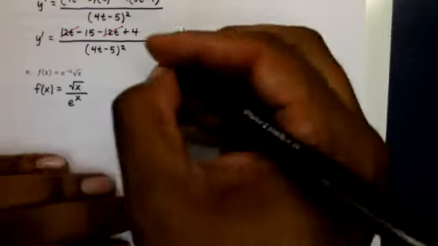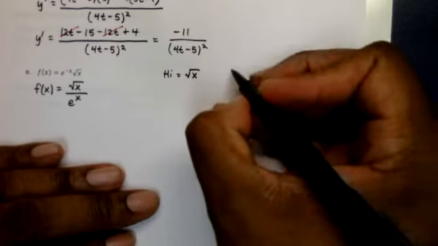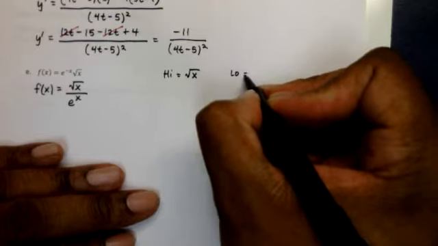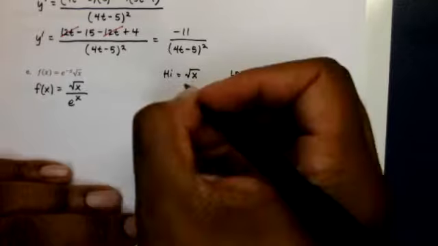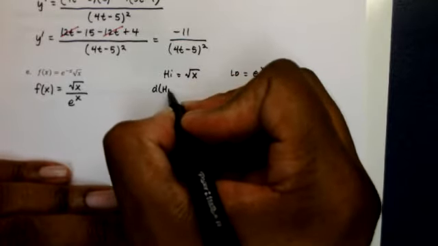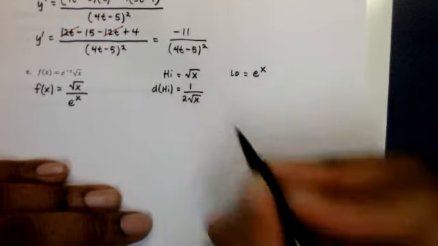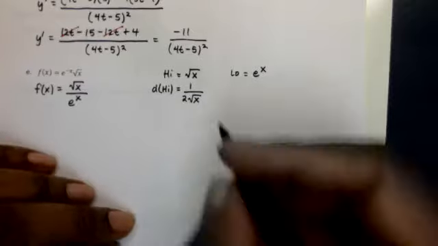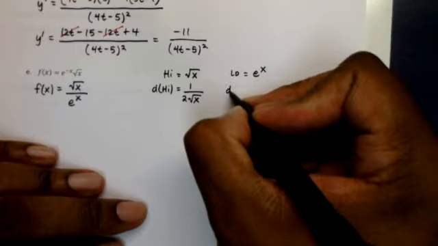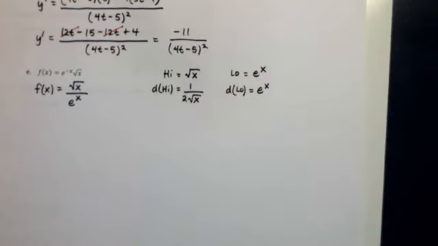Here I can use the quotient rule for that. So the high is my numerator, the square root of x. The low is the denominator, e to the x. Well, if the high is the square root of x, then the derivative of the high, if you recall from previous videos, of taking the square root of x, is 1 over 2 square root of x. And if the low is e to the x, then the derivative of the low, well, that's obvious. That's going to be e to the x as well.